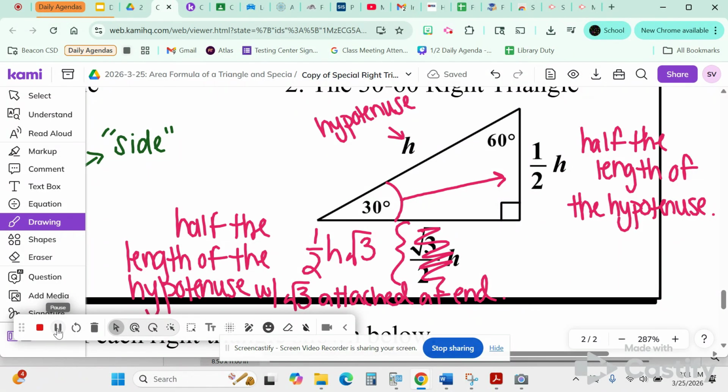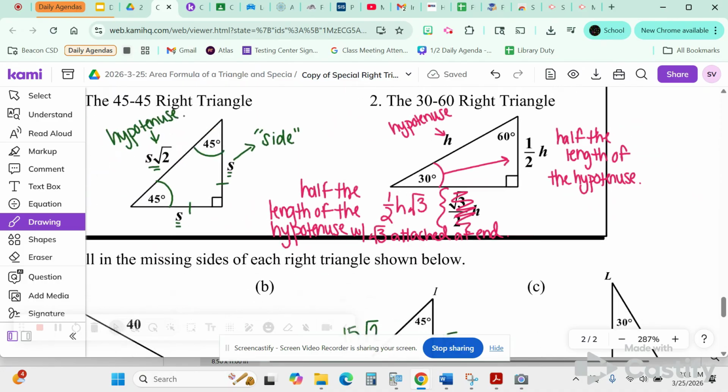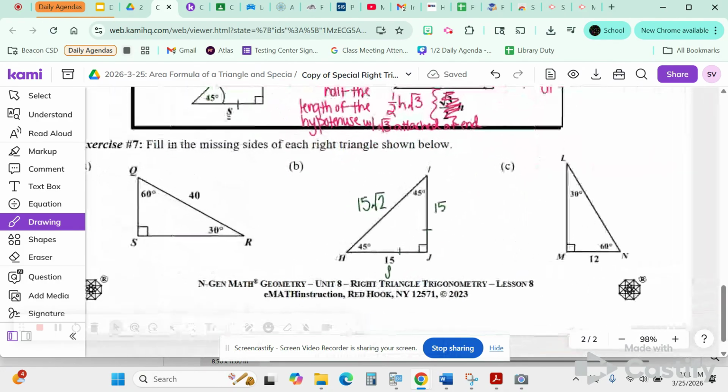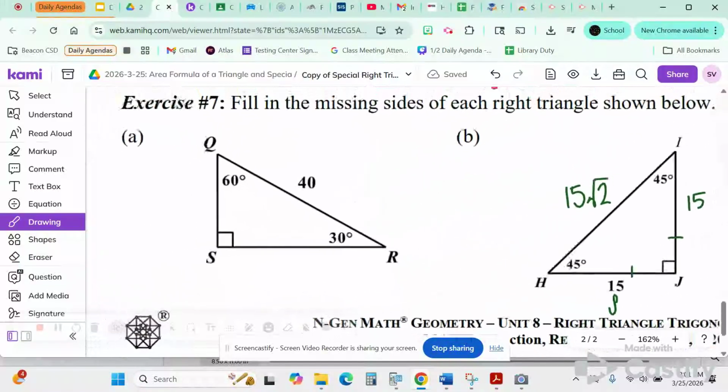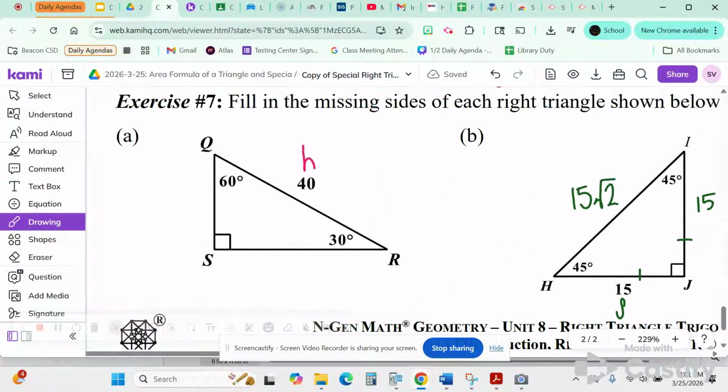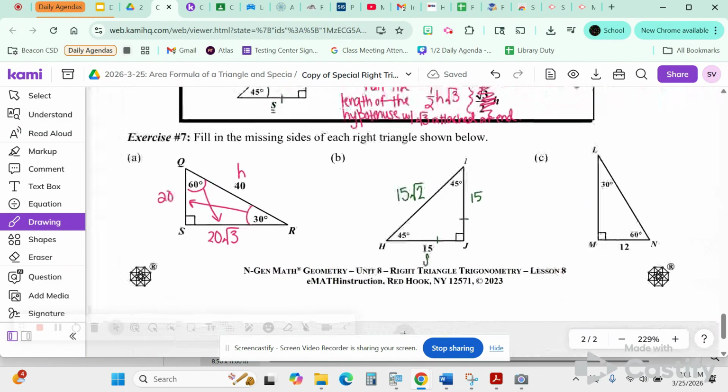All right, so let's do some practice now. We've got part A of exercise 7. Okay, so we're given the hypotenuse here. Here's my 30-degree angle. Across from that is half the length of the hypotenuse. So half of 40 is 20. And then here is the 60-degree angle. Again, across from that is half the hypotenuse. So we have 20. And then the square root of 3 is just attached to the end. All right. Again, that's just all based off of the rules that we saw above.